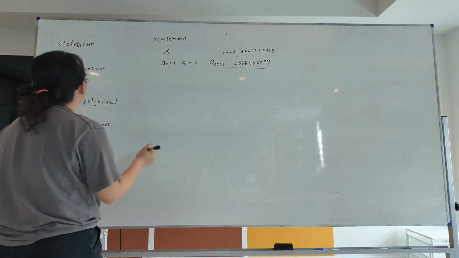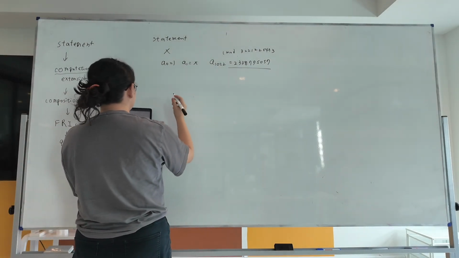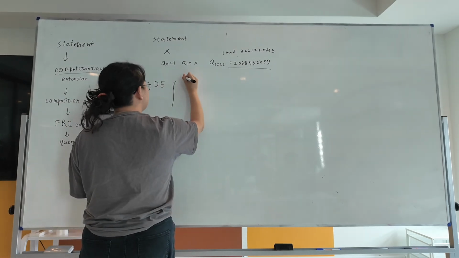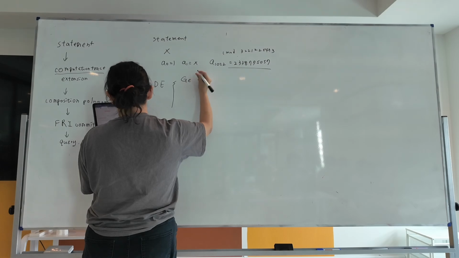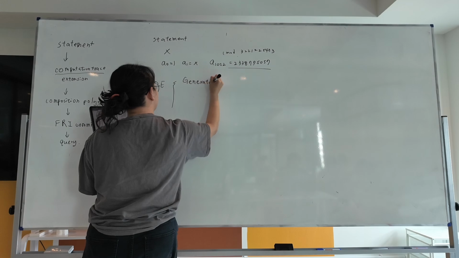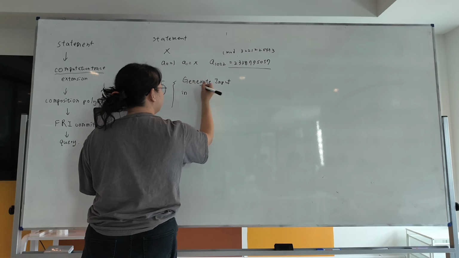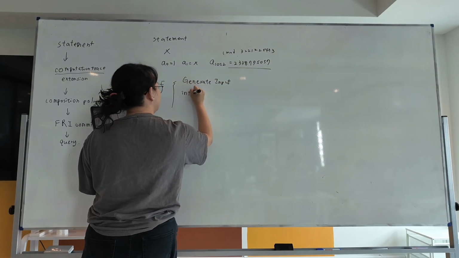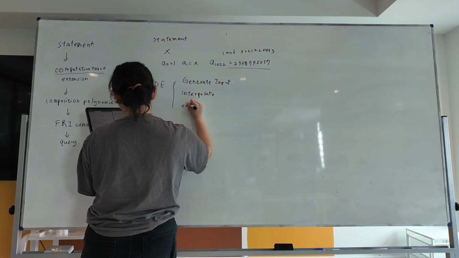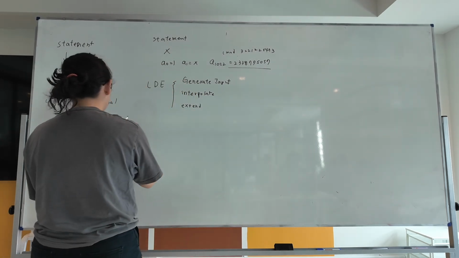When we talk about computation trace, we need to talk about LDE. LDE stands for low degree extension, and LDE is actually composed of 3 steps. You first generate the input, and then you interpolate the input and get a polynomial. Then finally you extend it. This is to add redundancy to the data we have.